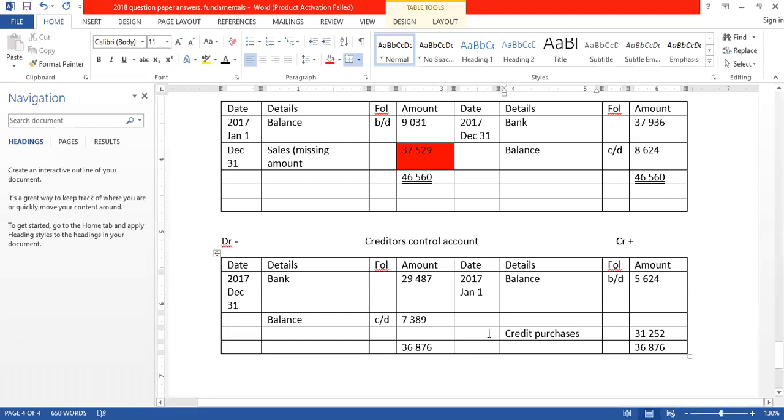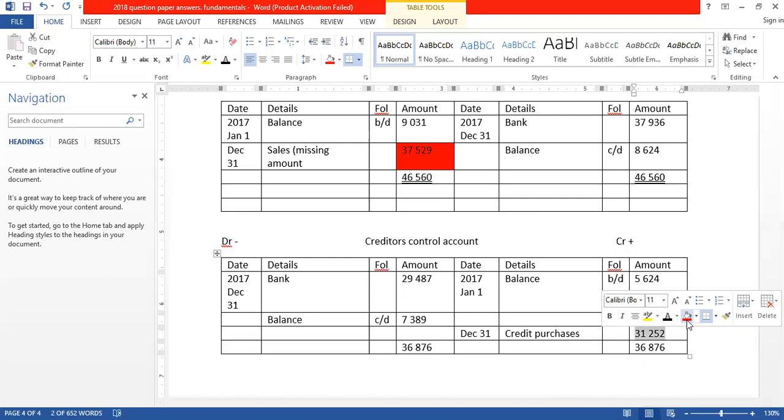Okay? And this transaction is on the 31st of December. Okay. Now that you have your credit sales, you check, do you have any cash purchases? Because you're asked to calculate your whole purchases amount. Now you check, do we have any cash purchases?